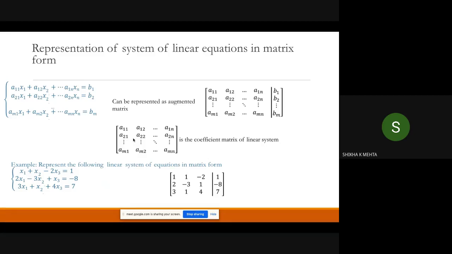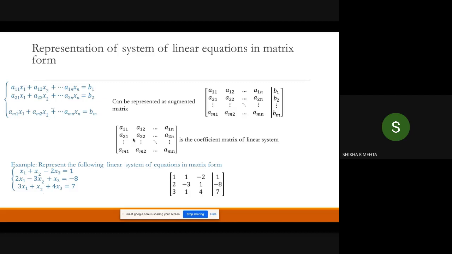And when we have to represent a system of linear equations in the form of an augmented matrix, on the left hand side we are writing the coefficients, and on the right hand side we are writing the values to which they equate, that is b1, b2 up to bm. And this matrix of a1, a2 up to an is the coefficient matrix of this linear equation. As we can see, these are the linear equations a11 x1, a12 x2, like that.